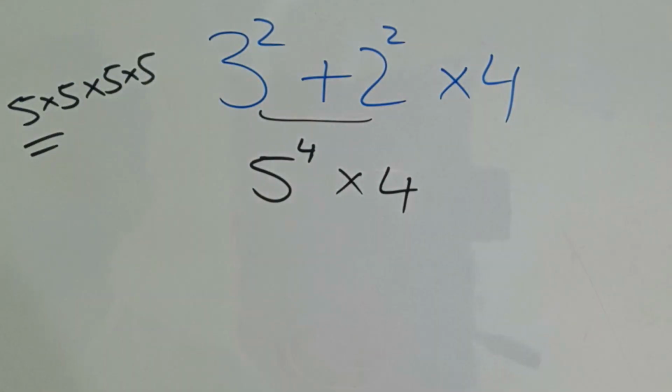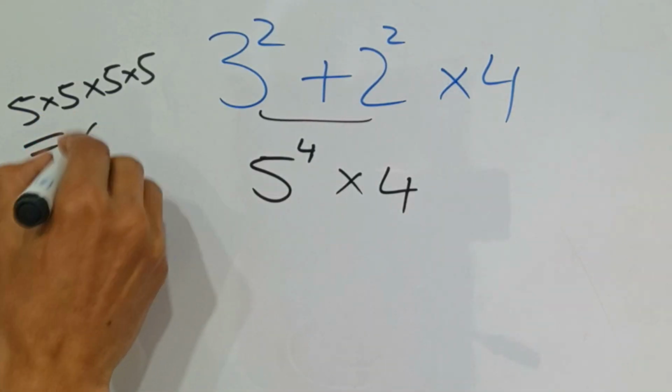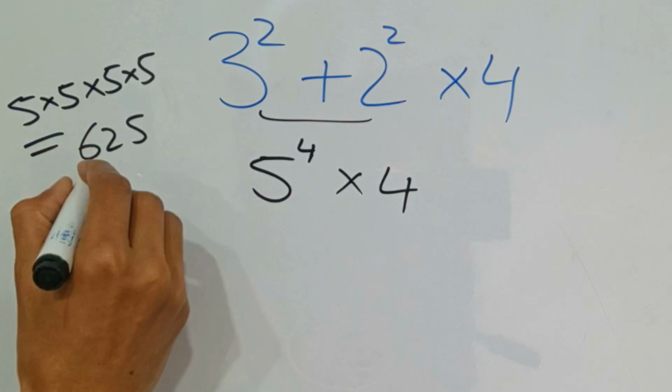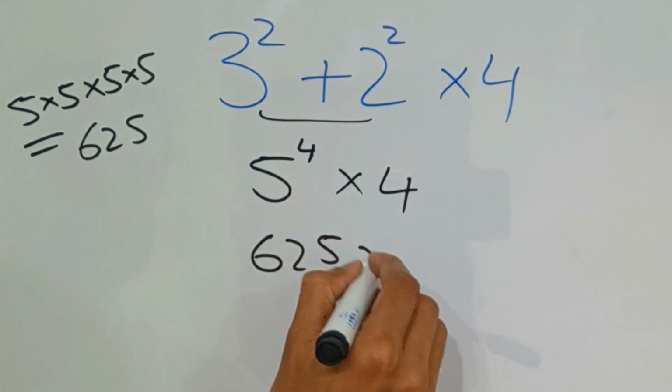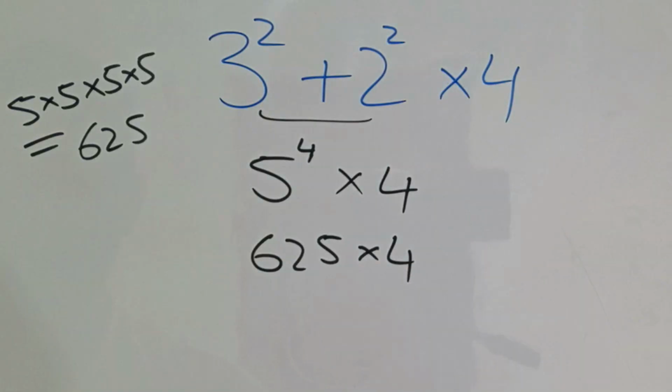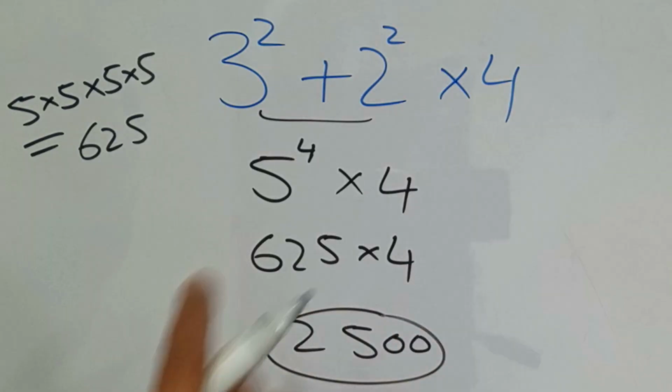now calculate 5 times 5 times 5, 625. 625 times 4. Now 625 times 4 equals 2500. But this is wrong.